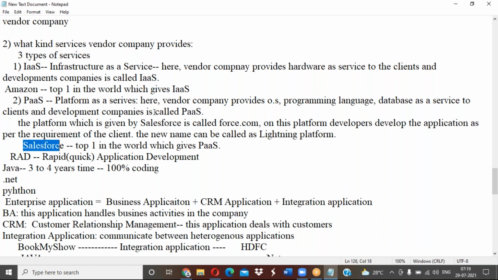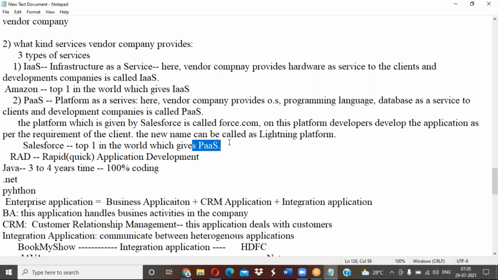Salesforce provided one of the beautiful platforms for the developers. The platform name is force.com. On this platform, developers can develop applications as per the client requirement. Force.com is the old name. The new name is called what? Lightning platform. Salesforce is the top number one company in the world which gives platform as a service.